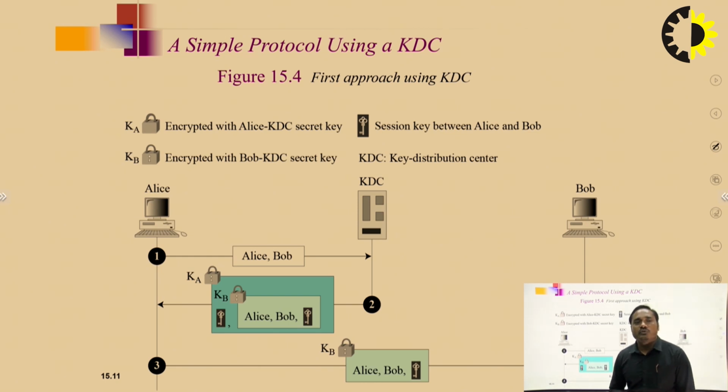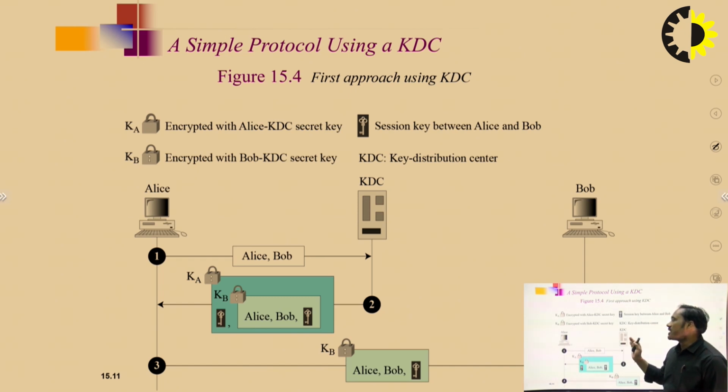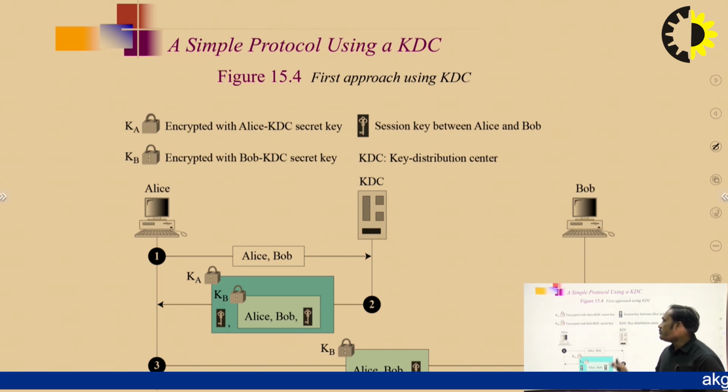The first approach using cryptography is the encrypted key. The first key is K encrypted with Alice's cryptography secret key, and the second is K encrypted with Bob's cryptography secret key. So there are two different keys. One is the Alice side, second is the Bob side. Alice's side key is KA and Bob's side key is KB. Now this symbol shows the session key between Alice and Bob.